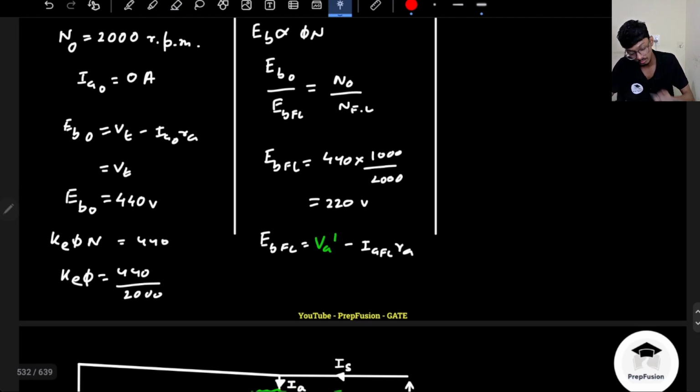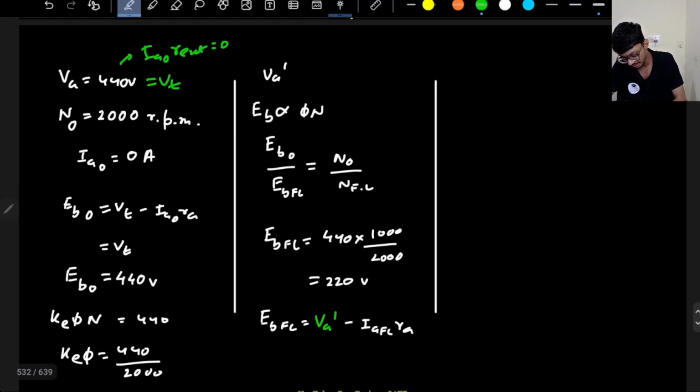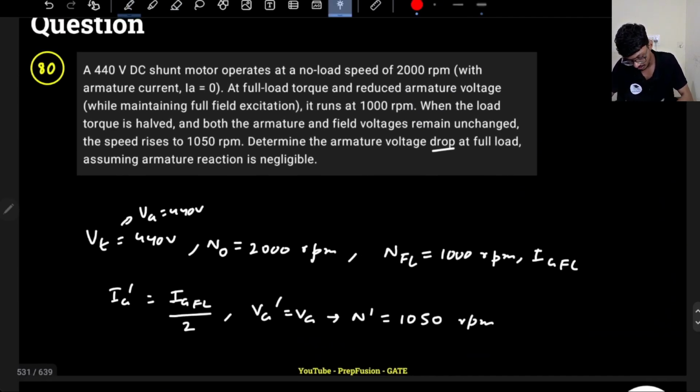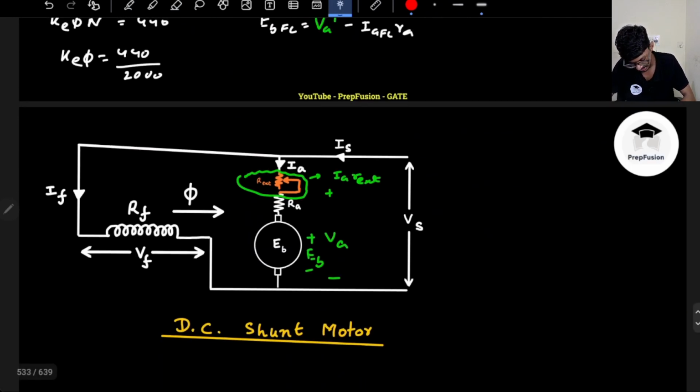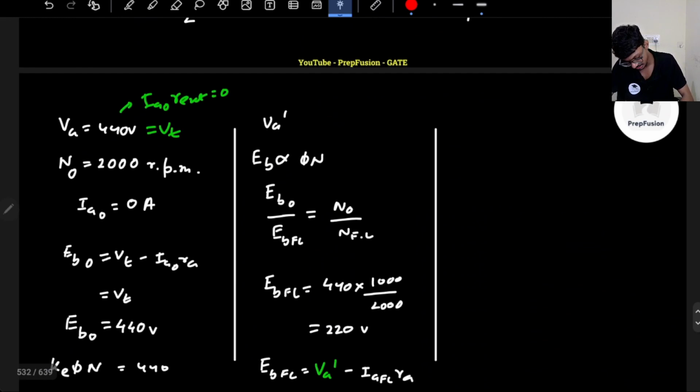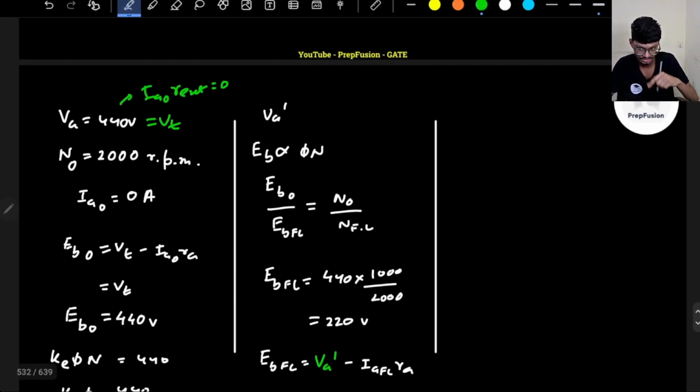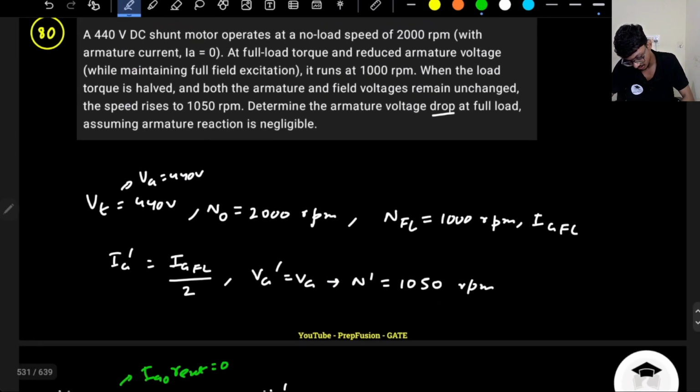Okay, now I will move on to the third case. In the third case, they are telling me that they are not changing the armature voltage. So armature voltage and field voltages remain unchanged. So armature voltage is unchanged, that means it is still VA dash. Somehow I am changing my R external, it is still VA dash only. My speed has changed, right? Speed has changed to 1050 and the torque has halved.